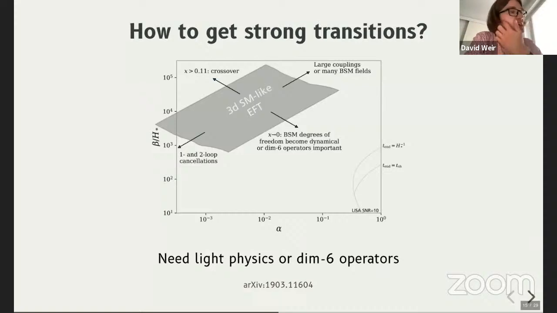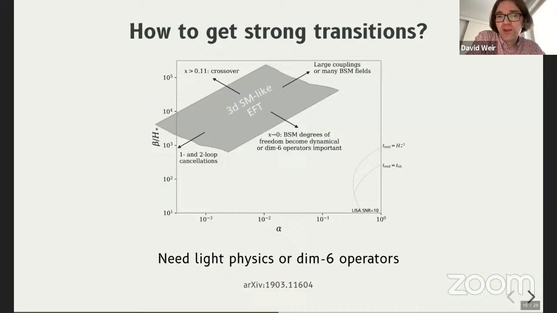In order to escape this 3D standard model-like effective field theory rhombus that I shaded gray this time in this plot, you can go in any of the 4 directions. But to get towards stronger phase transitions and in principle an observable signal at LISA, you basically have to do one of 2 things. Either you add higher dimensional operators, or you add additional light fields. Those are the only 2 things you can really do to get that way.